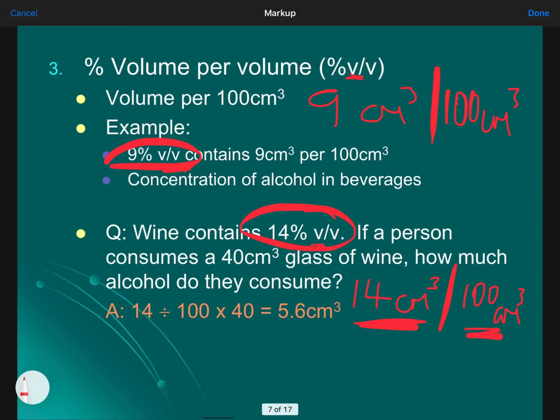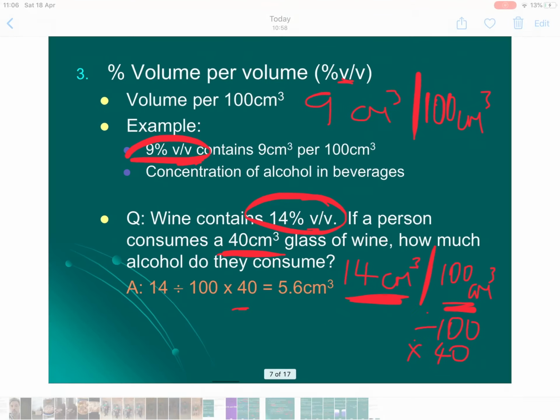Now look at the question. It says a person actually consumes a 40 cubic centimeter glass of the wine. So how much are they consuming? Well, divide by 100 to bring it to 1 cubic centimeter, both sides by 100 of course, and then multiply by 40 to bring it back up to 40 cubic centimeters. So divide by 100, how much ethanol would you have in 1 cubic centimeter? Multiply by 40 then, and you'll get your 5.6 cubic centimeters for that.